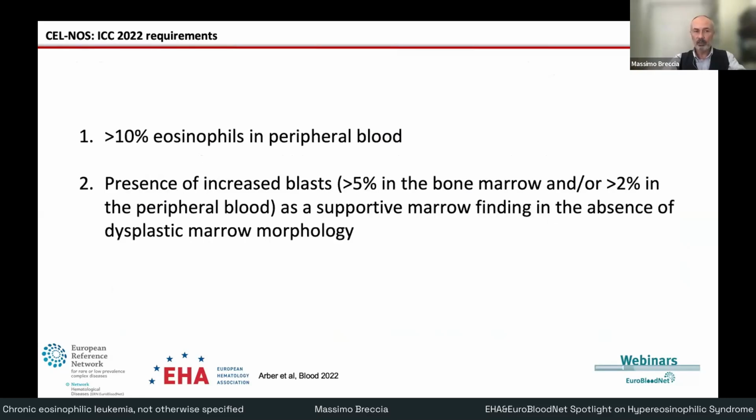On the other side, as you know, the ICC classification 2022 indeed required more than 10% of eosinophils in the peripheral blood, and suggested also that the presence of increased blasts, meaning more than 5% in the bone marrow and/or more than 2% in the peripheral blood, could be a supportive marrow finding in the absence of dysplastic marrow morphology.